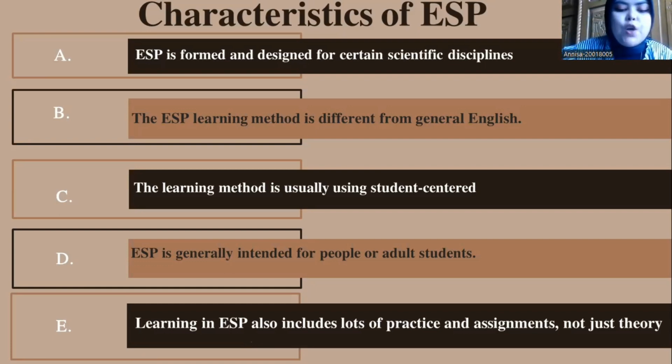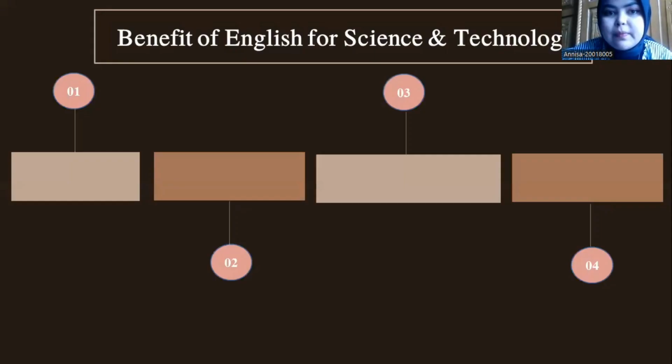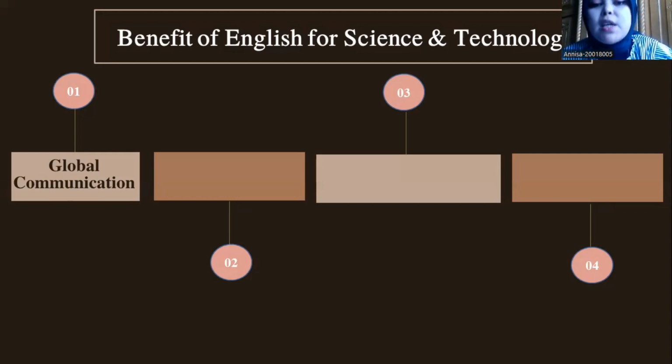So, let's go back to the previous question, that is, what are the benefits of English for Science and Technology? It cannot be denied that ESP, and especially English for Science and Technology, has been proven to provide so many benefits. The first one is global communication. What does it mean? English is an international language, and proficiency in English allows scientists, researchers, and professionals in the field of science and technology to communicate and collaborate with peers globally.